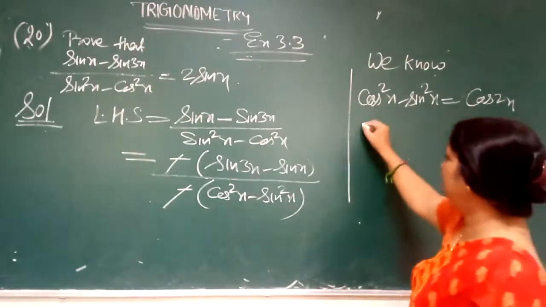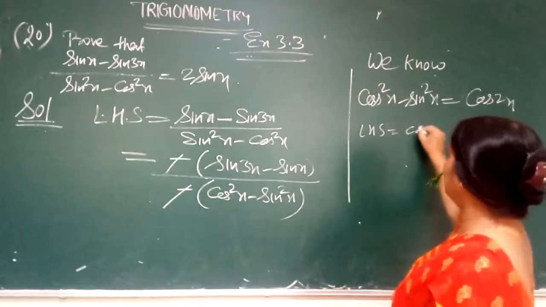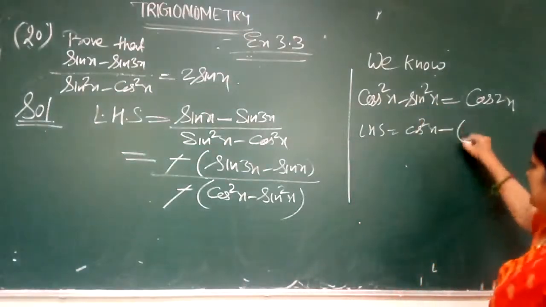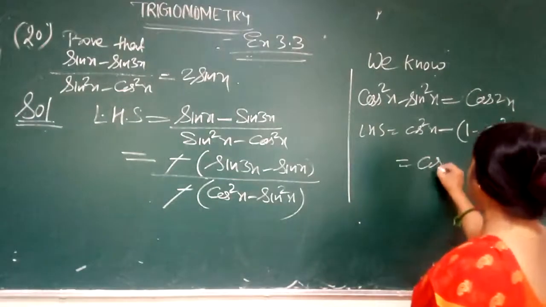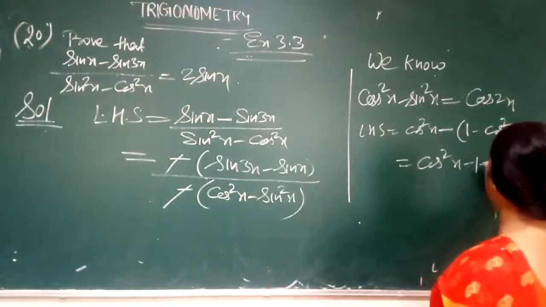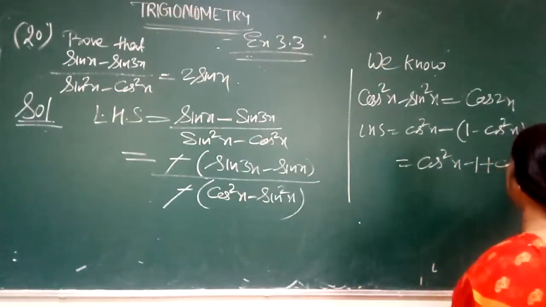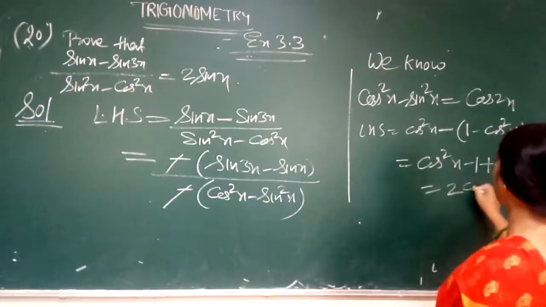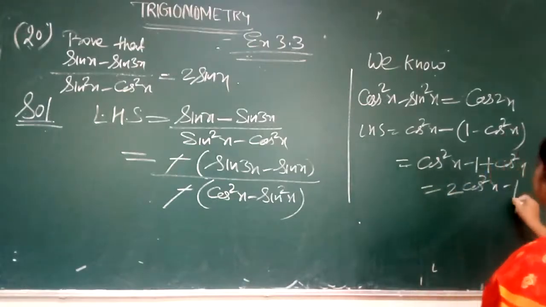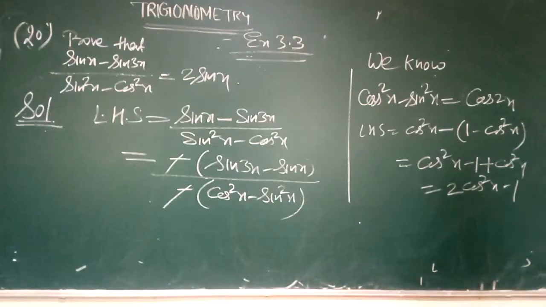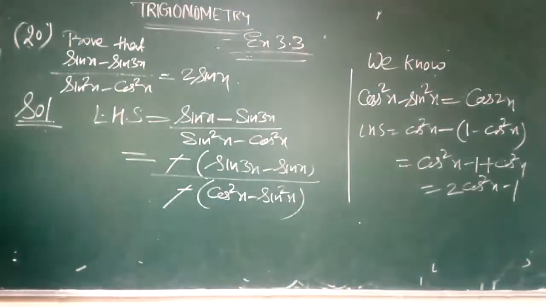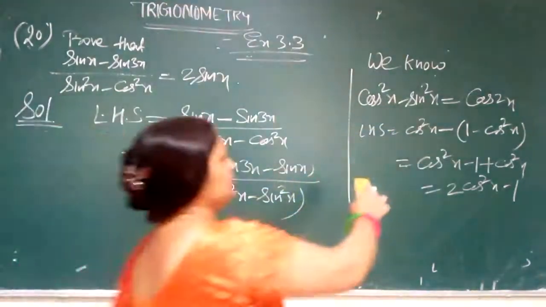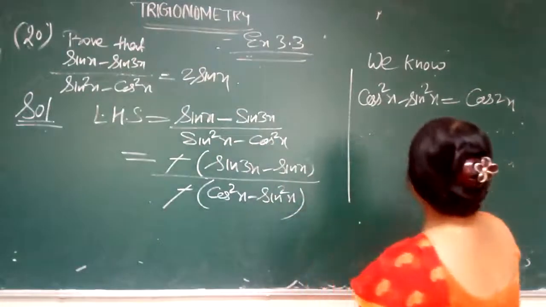I am telling you the proof also. In the place of sin square x, put 1 minus cos square x. So it will come cos square x minus 1 plus cos square x, so here it will come 2 cos square x minus 1. After that we can change the value of this 2 cos square x minus 1, that is equal to cos 2x. So the formula of cos square x minus sin square x is cos 2x.